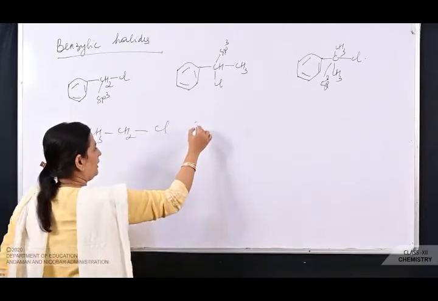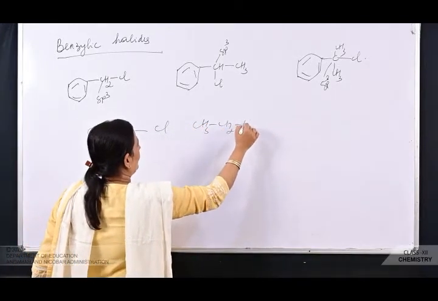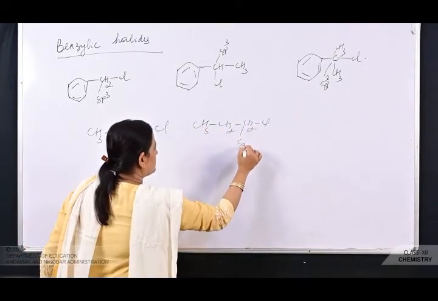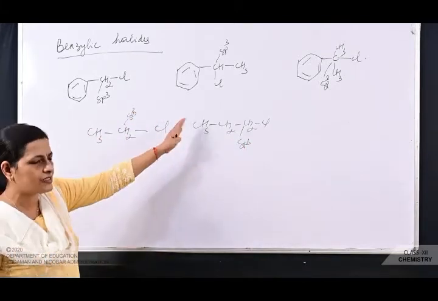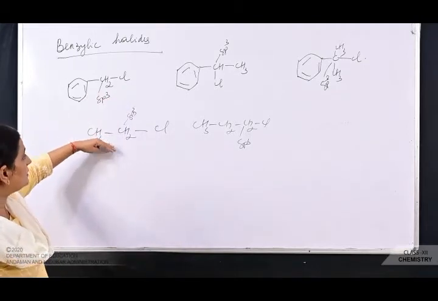This is an alkyl halide. All these are alkyl halides. Here what do you observe? The carbon to which the halogen is attached is also in sp3. Adjacent carbons are also in which hybrid state? sp3. But what is the difference with this and this one?